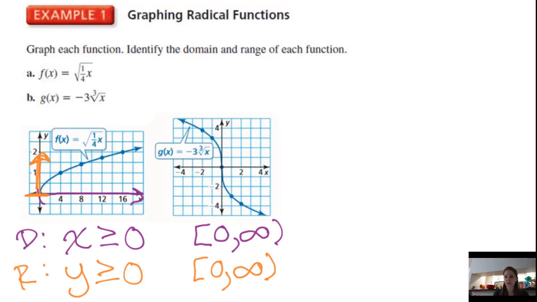Okay, so we looked at a square root function, and now we're looking at a cube root function. And here's the graph of g of x, which is -3 times the cube root of x. For this graph, the domain is all real numbers, and x can be any value, and the range, the possible y values, are all real numbers as well.